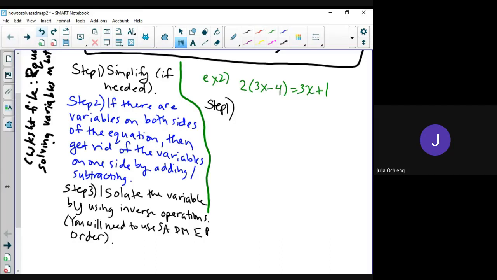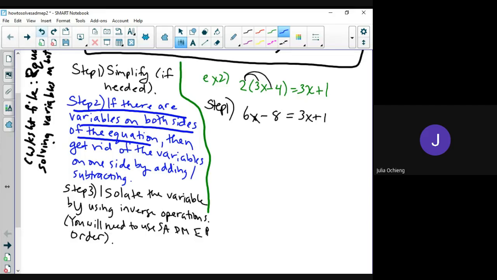All right, step 1, simplify if needed. So in this case, I want to distribute the 2 to everything in the parentheses on the left-hand side, so that's what I can simplify. 2 times 3 is 6x, 2 times negative 4 is negative 8. And on the right-hand side, there's nothing to do, so I'm just going to copy that again. So that's step 1.